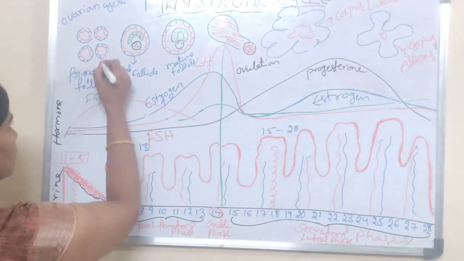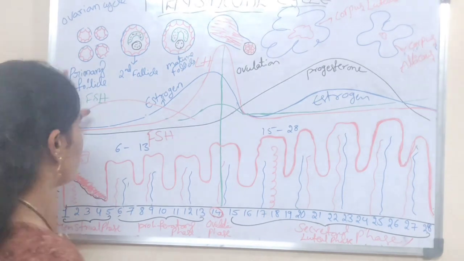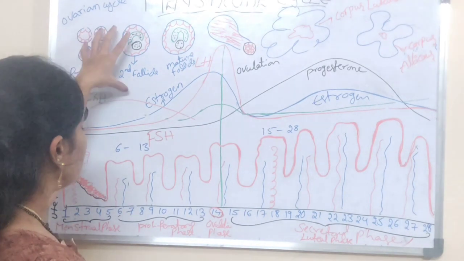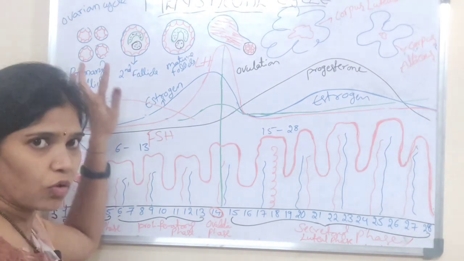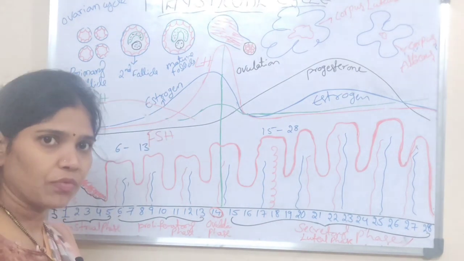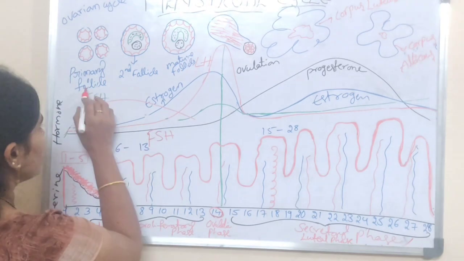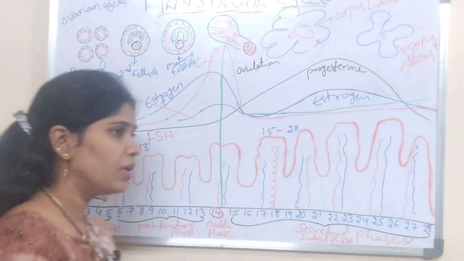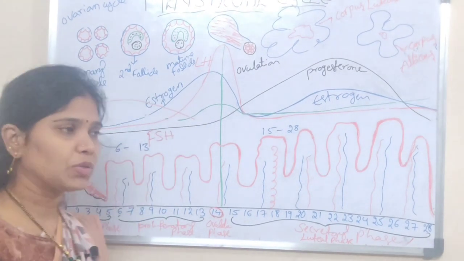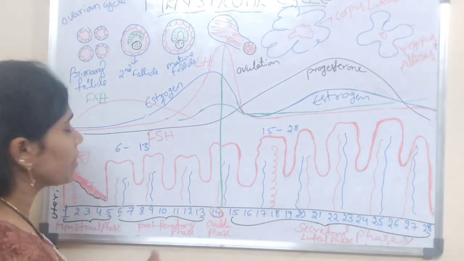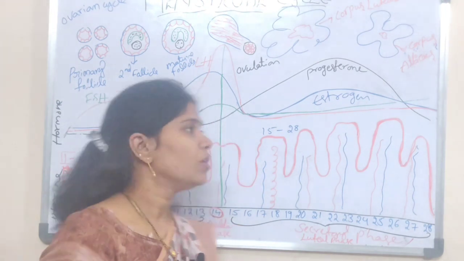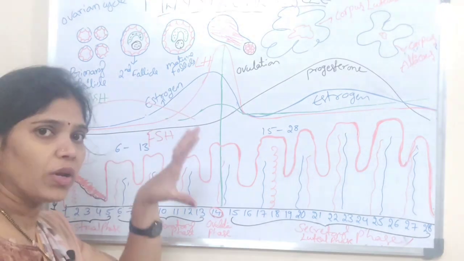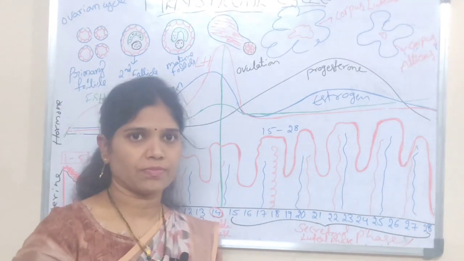Initially, there is development of more than 2 primary follicles. FSH hormone is stimulating the inside of the ovary, and there is development of the Graafian follicles. Mostly at the starting time there are more than 2 primary follicles, and in later days, maybe 2 to 3 days, some Graafian follicles disappear due to some reasons. Then only the dominant follicle is going to mature.